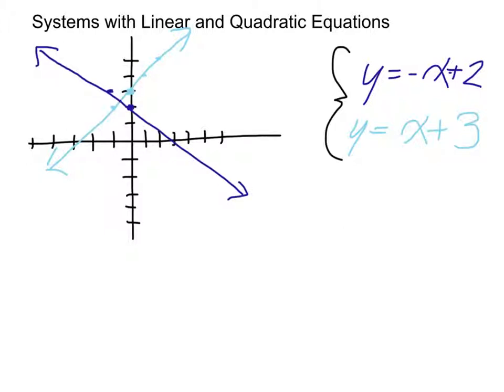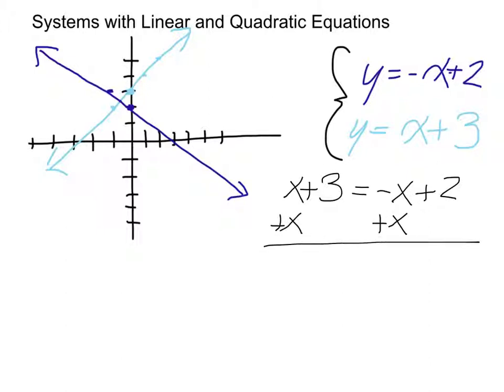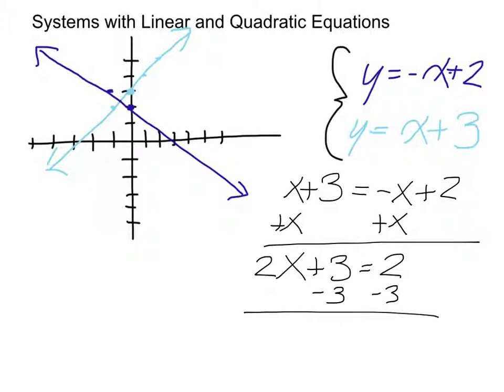Okay? So I could solve the system by substitution and consider the fact that I have a y here and a y there, so that means that x plus 3 is equal to negative x plus 2. So let's go ahead and write out that equation, x plus 3 equal to negative x plus 2. Then I can just add x to both sides. Now I have 2x plus 3 equal to 2. Subtract 3 from both sides. Alright, now I have 2x equal to negative 1. I divide both sides by 2. Now I ultimately get that x is equal to negative 1/2.